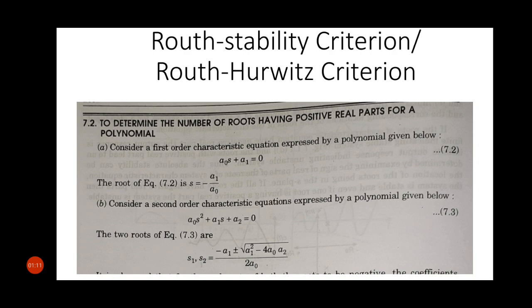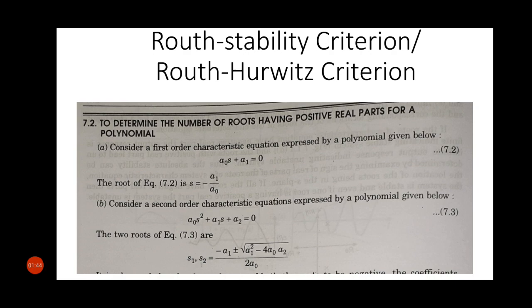To determine the number of roots having positive real parts for a polynomial, the first case is a first order characteristic equation expressed by the given polynomial, which I have mentioned here in equation 7.2, that is a0 s plus a1 equal to 0. The root of this equation is s equal to minus a1 by a0. This is a first order system.